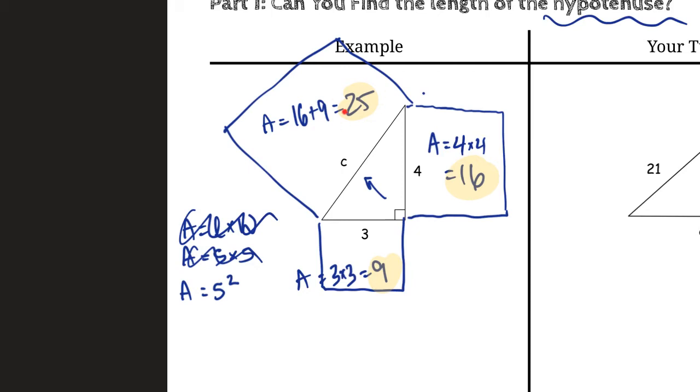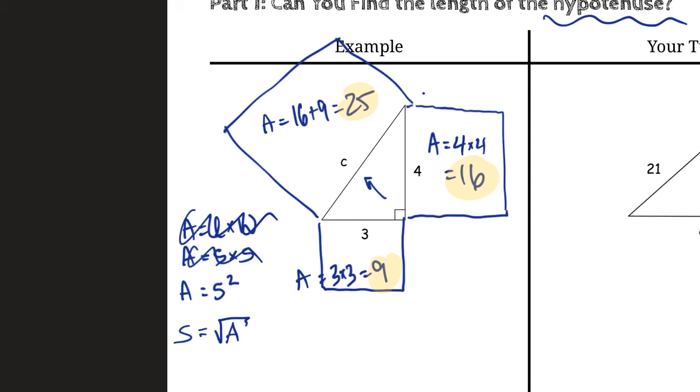But if we're given the area of 25, how do we find the side length? Well, we're trying to find what number times itself is going to equal 25. What times itself is going to equal 25? And the key here is that the opposite of squaring something is taking the square root. So to find the side length, we're going to do the square root of the area. And your calculator should have a square root button, or maybe you know the square root of 25 off the top of your head.